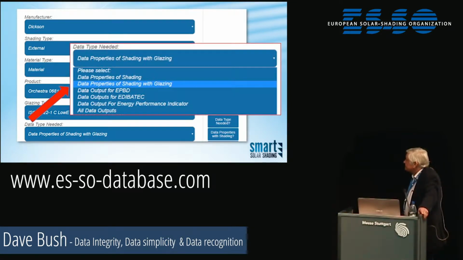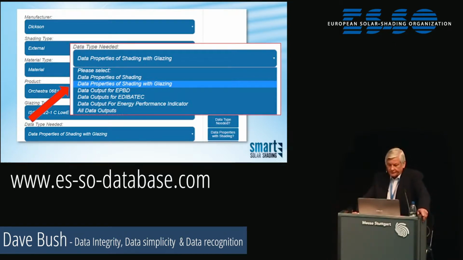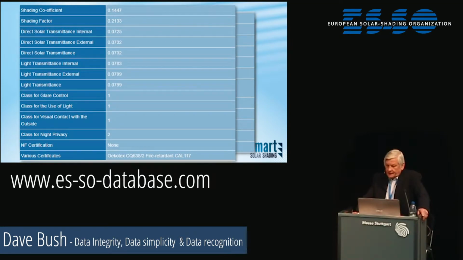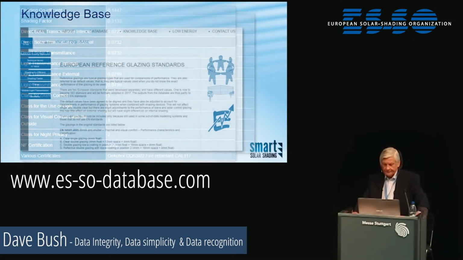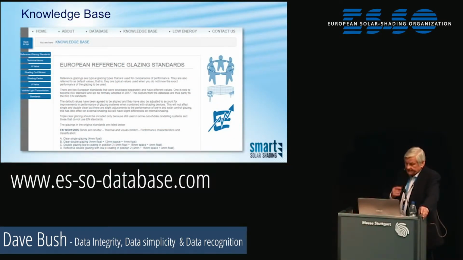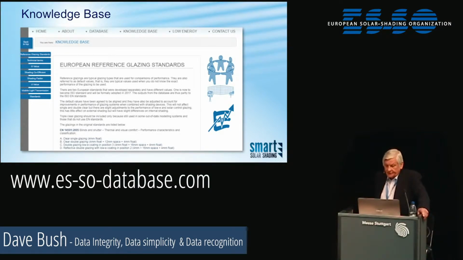We've got options to select the properties of shading, the properties of shading glazing. We've also got the national building codes. We've got an energy performance indicator, and we can also go to all data outputs. If we select all data, as you can see, a lot of it, and I won't scroll that one down. We then have a knowledge base of all the terms that are used, and they're explained, such as GTOT, TVIS, and we have hover over boxes over the explanations.